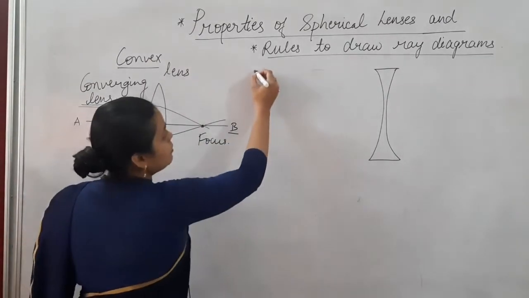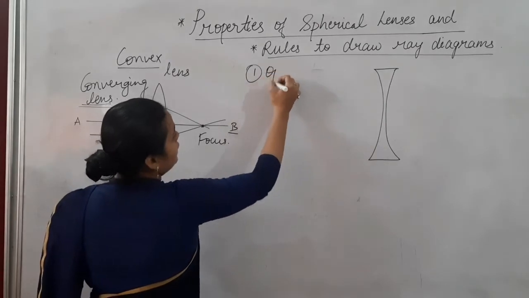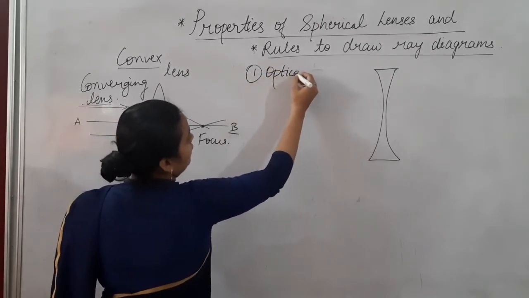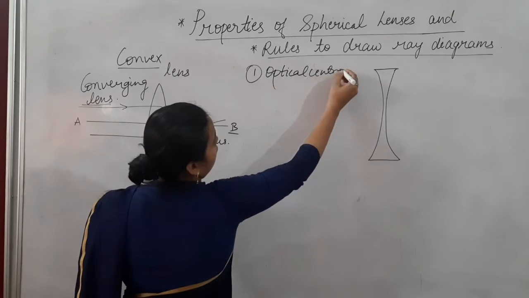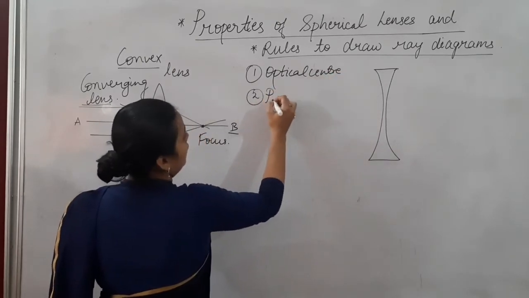So what are the terms I am writing here? First is optical center. Second is principal axis.